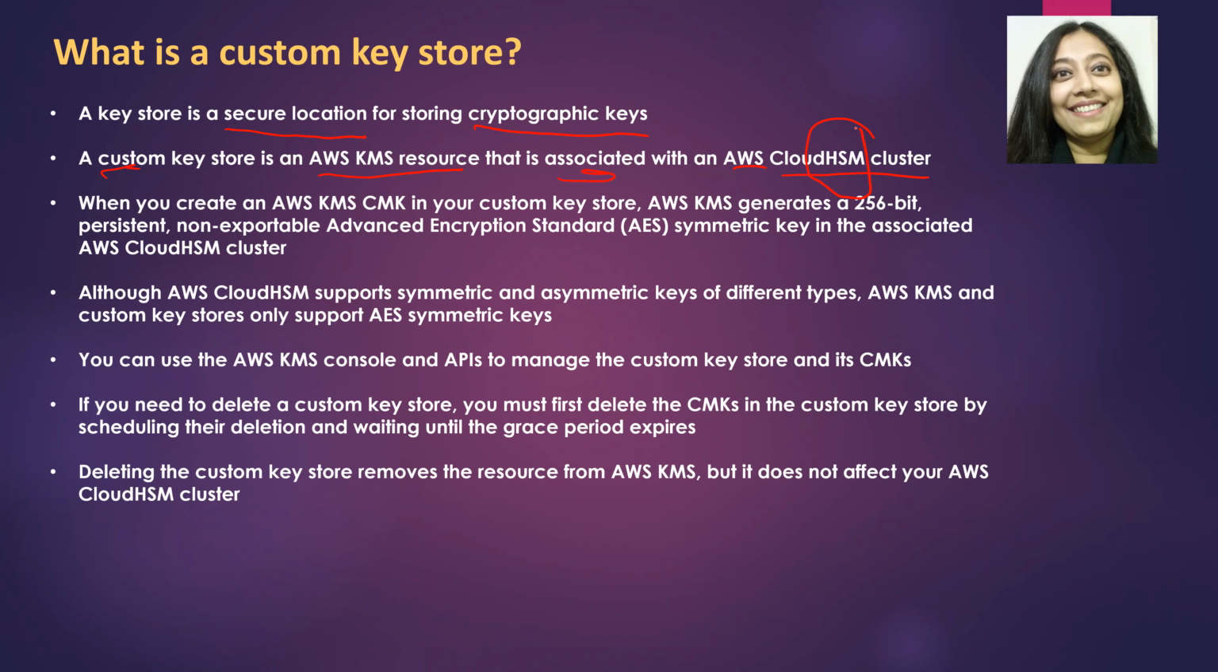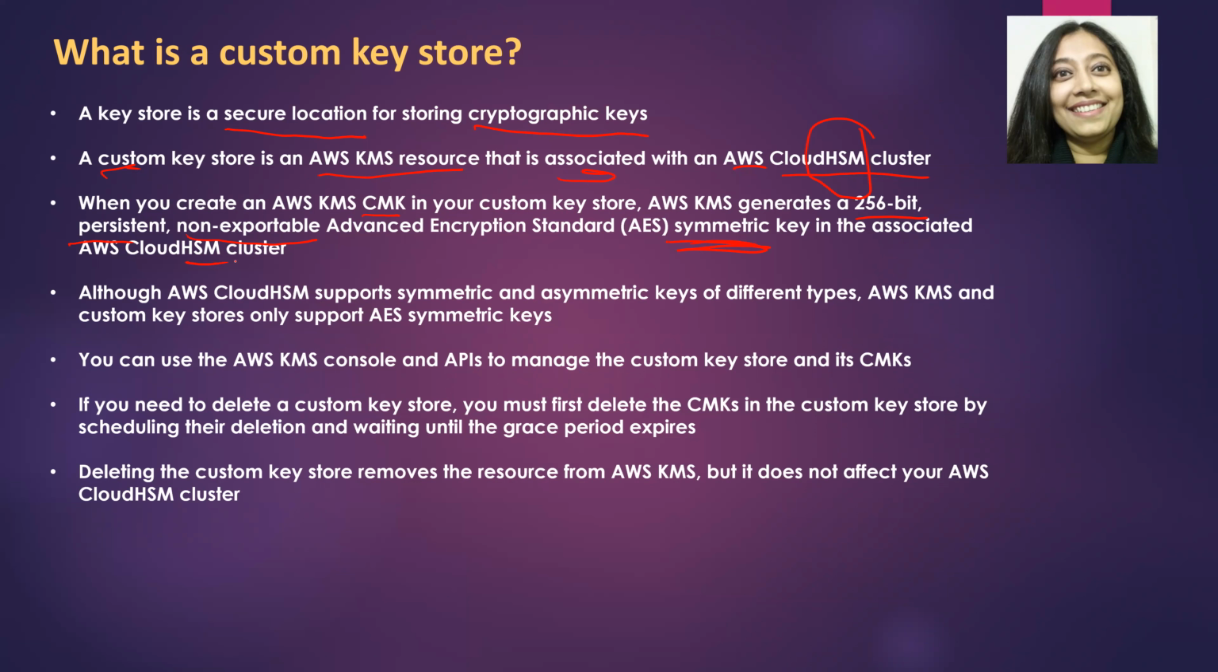Remember, typically when you use KMS, your keys are stored in KMS. But you can use a hardware security module cluster, like an HSM cluster, to store your key material. And we will see that in a little bit. So when you create an AWS KMS CMK, customer master key, in your custom key store, it generates a 256-bit persistent, non-exportable, symmetric key that is associated with your HSM cluster.